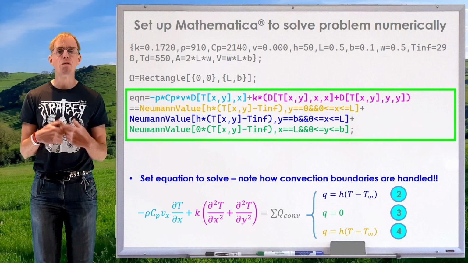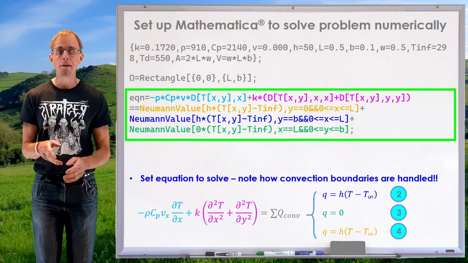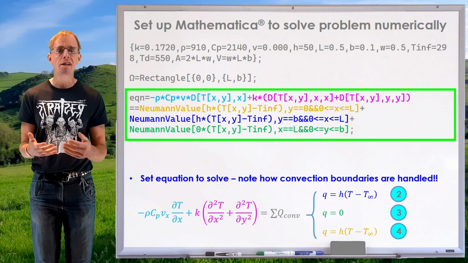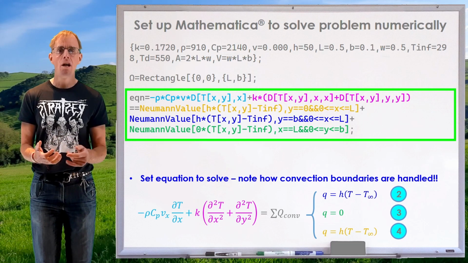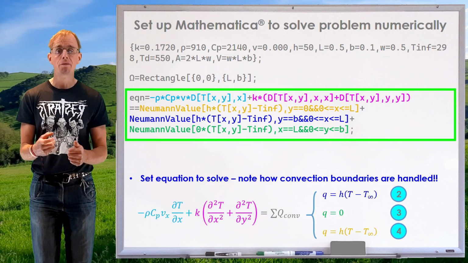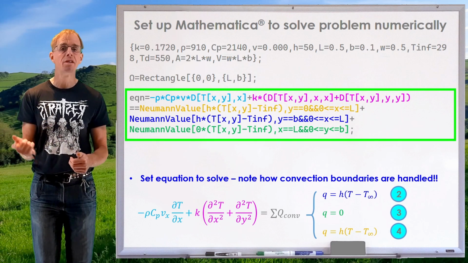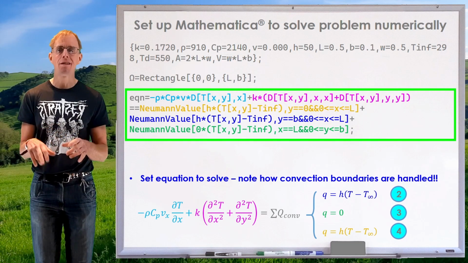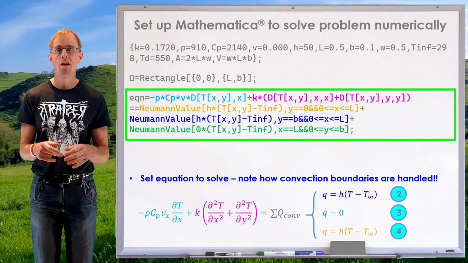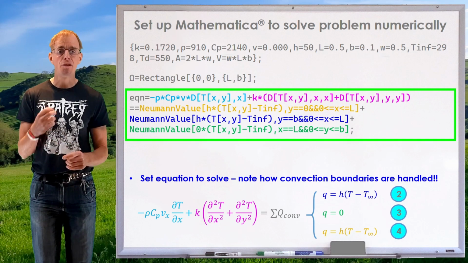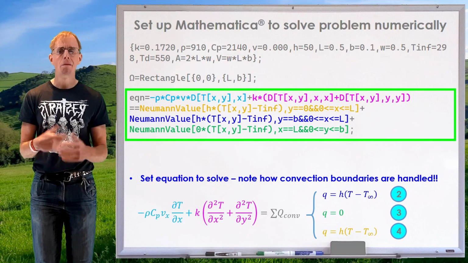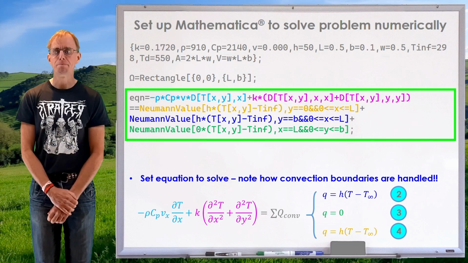If we examine how we're writing the derivative, capital D is Mathematica language for take a derivative. And when you're taking a derivative, you need to tell Mathematica what it is you're taking a derivative of, the temperature field in x and y, T[x,y], and which direction we're taking that derivative, x. So D[T[x,y],x] means take the derivative of the temperature field, which is 2-dimensional in x and y, with respect to x. So it's partial dT by partial dx.